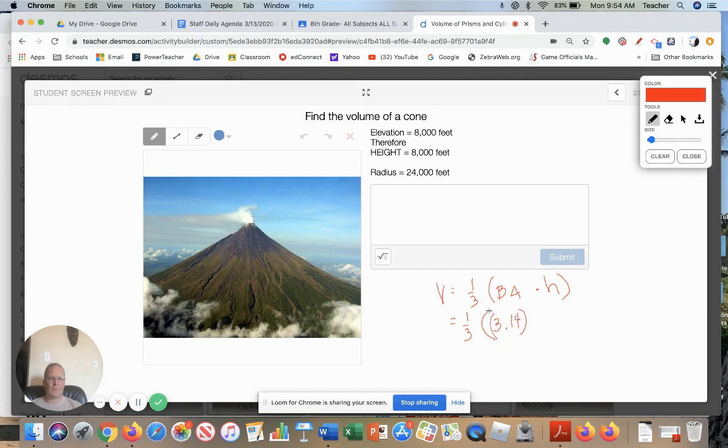Pi, 3.14. Let's make these into brackets. 3.14 times, what is the base area? Let's see. The radius is 24,000. Okay, so again, you're going to need a calculator here because it's 24,000 squared. So 3.14 pi times 24,000, the radius squared, times the height, which is 8,000. Okay, so you're going to multiply all of this, divide it by 3, and that is your answer there.